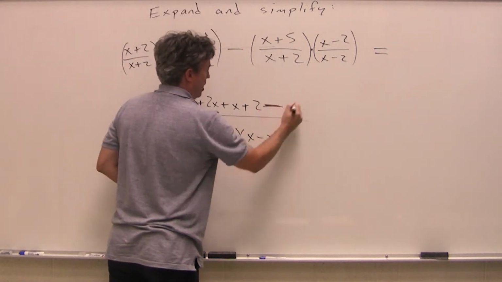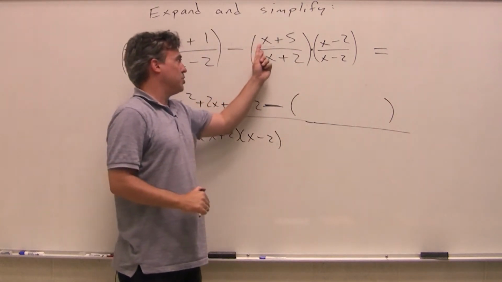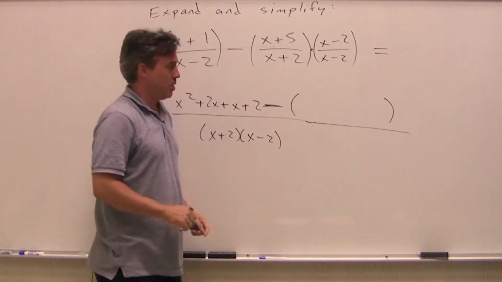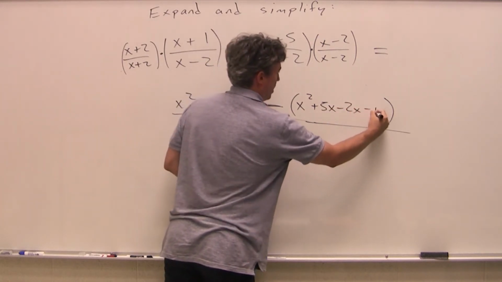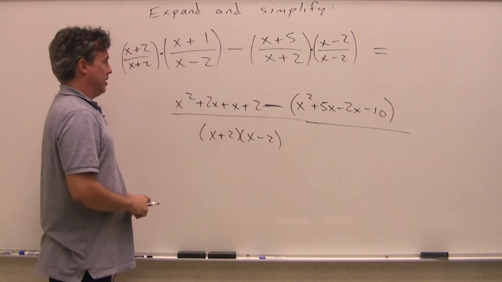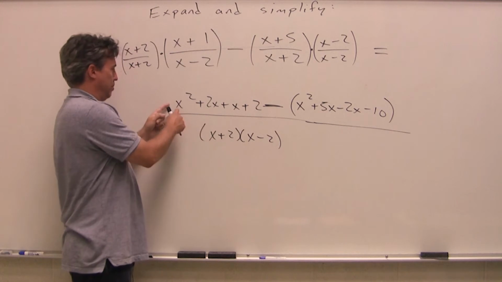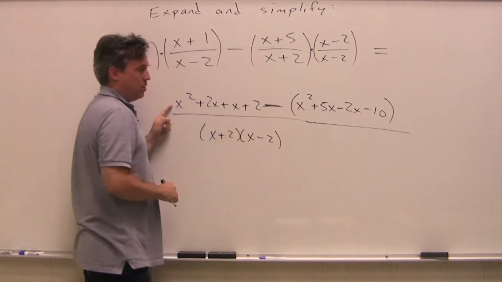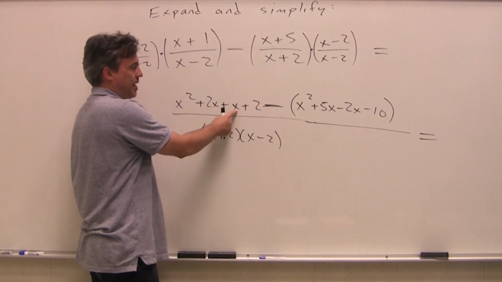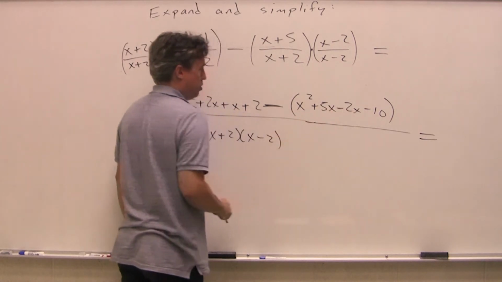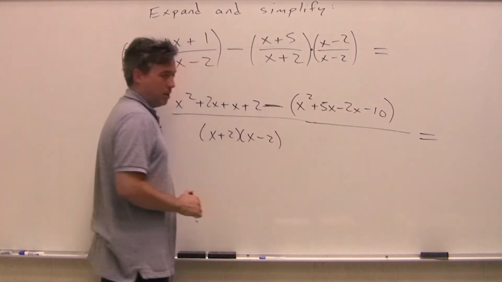Now I put a big minus sign and I open up brackets. Because inside these brackets is going to be contained the result of multiplying x plus 5 times x minus 2. And yeah, that looks like x squared plus 5x minus 2x minus 10. Okay? So the last stage is simply to combine the tops by collecting terms. For example, x squared minus x squared is 0. 2x plus x is 3x, and then I'm subtracting 5x minus 2x. That's also 3x. This is 2 minus 10, that's going to be 12.